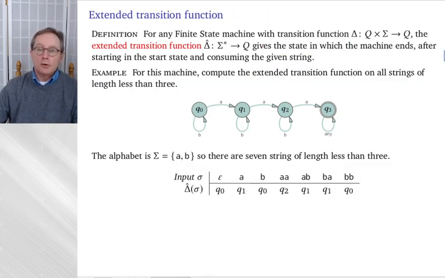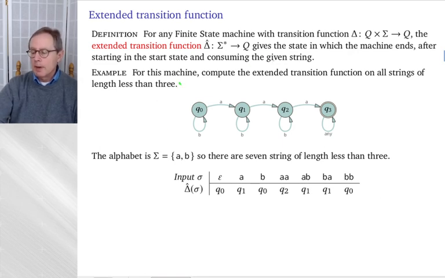Okay, one more thing to talk about here, and that is extended transition functions. So we are going to want to talk about what happens if the machine takes, for example, a string like 2-2. So we've talked so far about what happens when the machine takes a single character. Now I want to be able to talk about what happens when the machine takes a string. And that's the extended transition function.